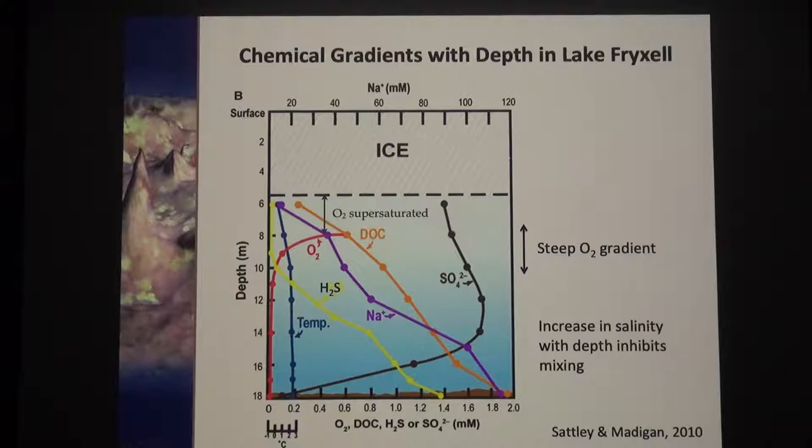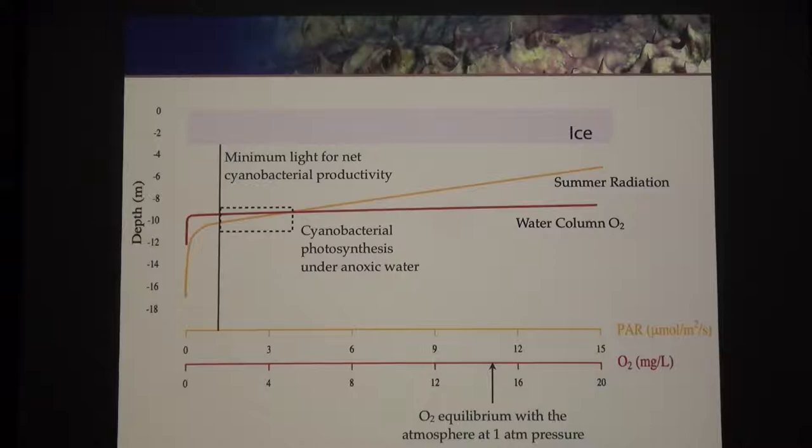So for example, you can see this profile of the sulfate down low in the water column. It's being microbially reduced to sulfide, which increases, and it's not being mixed in. So it's really interesting right here. You have this redox gradient at almost 10 meters that is defined by this balance of light, with photosynthesis, and the oxygen.